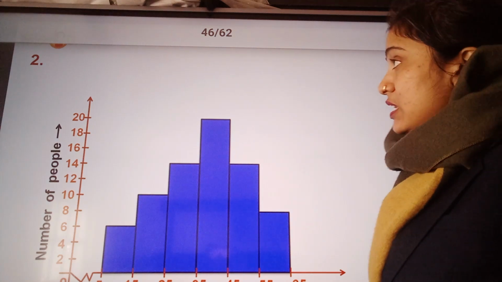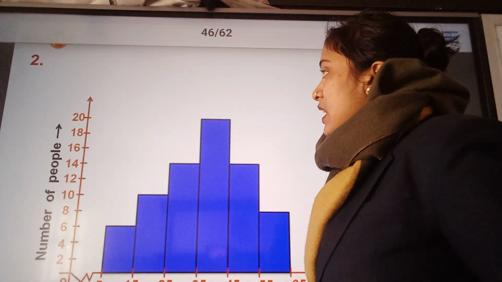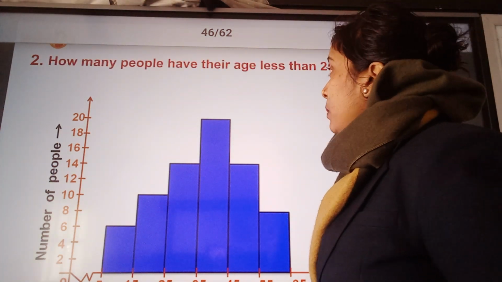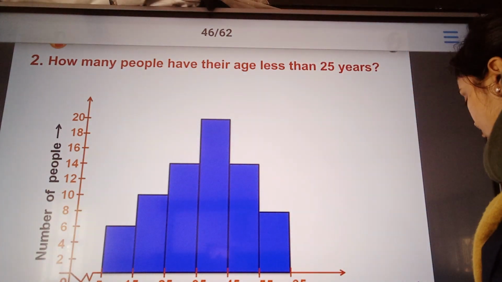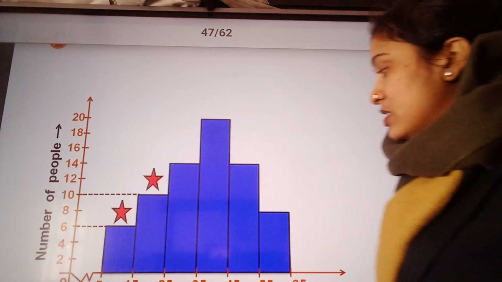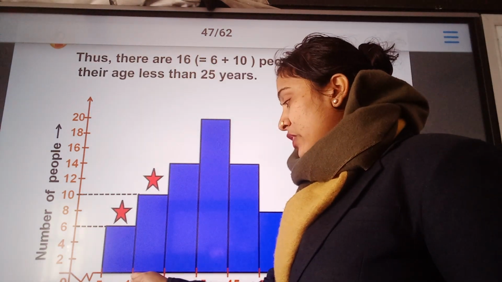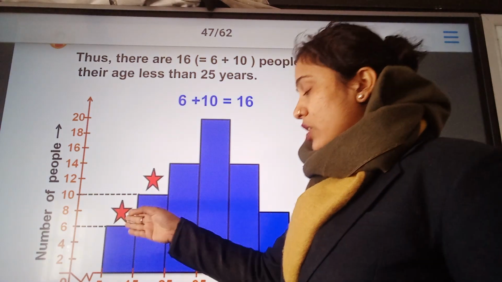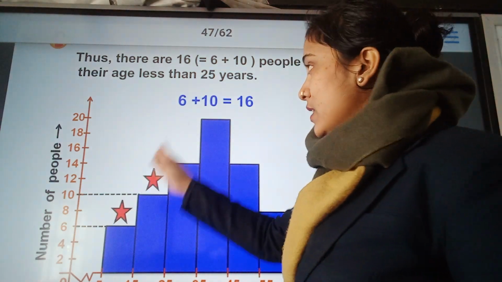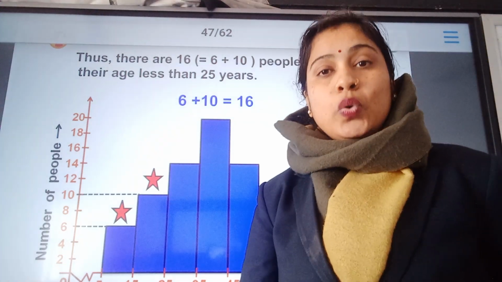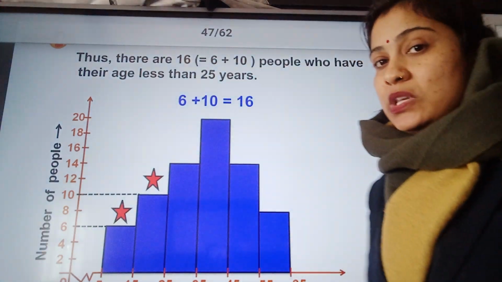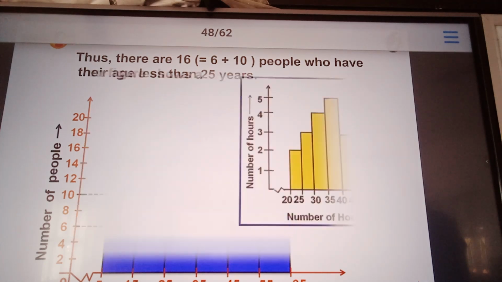The next question, based on the same graph, is how many people have their age less than 25 years. Again, let us go to less than 25 years. So this is 15 to 25, 5 to 15. The corresponding frequencies are 6 and 10. So in total we have 16 people whose age group is less than 25.